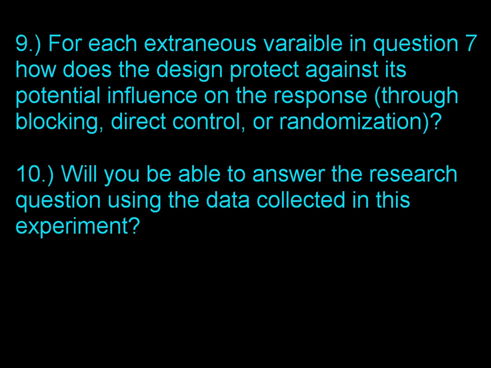For each extraneous variable in question 7, how does the design protect against its potential influence on the response? So did I use blocking to control for that variable? Did I use simply direct control? Or did I allow randomization? Because remember, randomization could allow you to control for the uncontrollable. Will you be able to answer the research question using the data collected in this experiment? So when it's all said and done, will you really be able to use your data to answer the research question truthfully? As long as your study and the experiment was all done very, very correctly, and thinking about all these 10 things, you can hopefully then determine, does X cause Y?